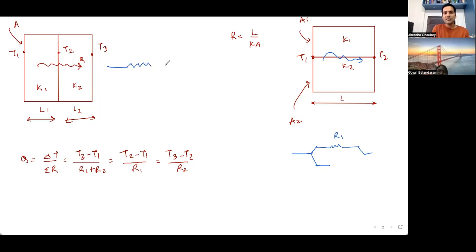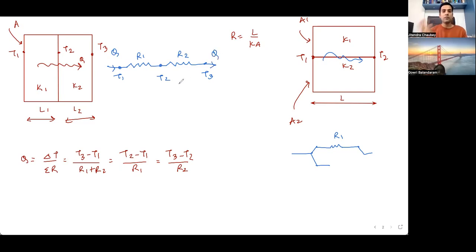In the previous case, the resistances were in series. Because this slab would represent resistance 1, and this slab would represent resistance 2. Here the temperature would be T1, here the temperature would be T3, here the temperature would be T2. The heat entering would leave the object.